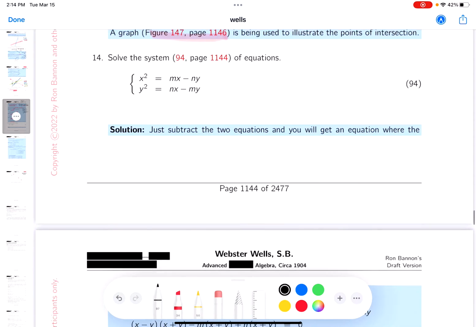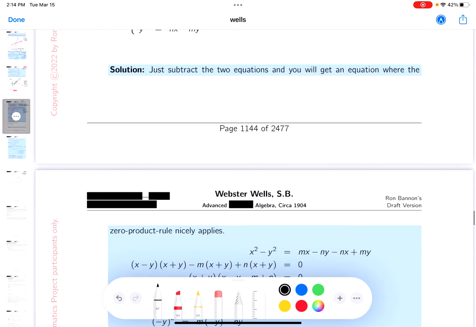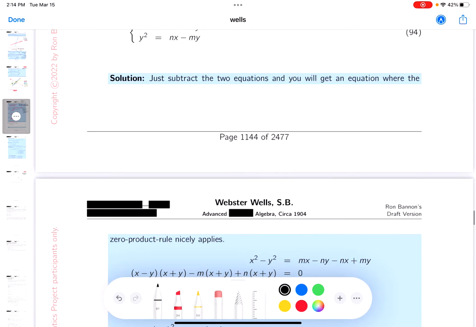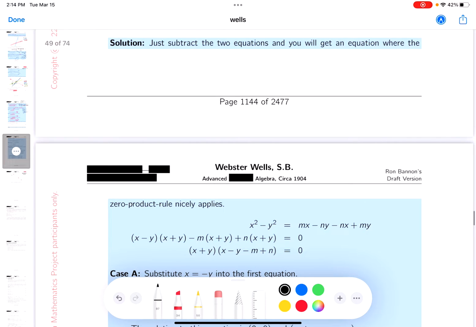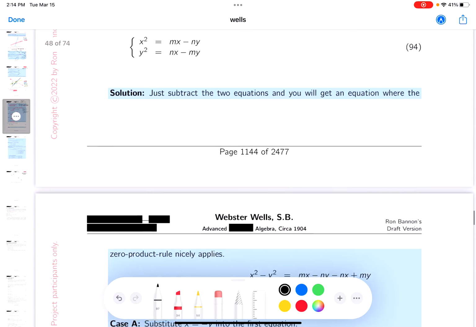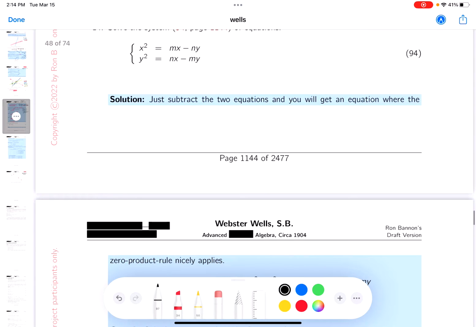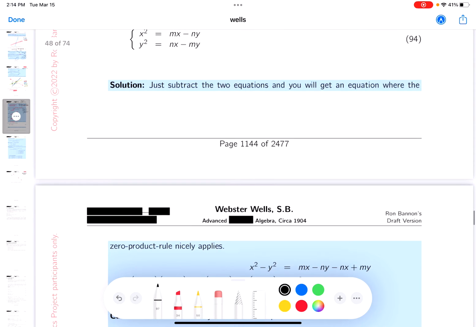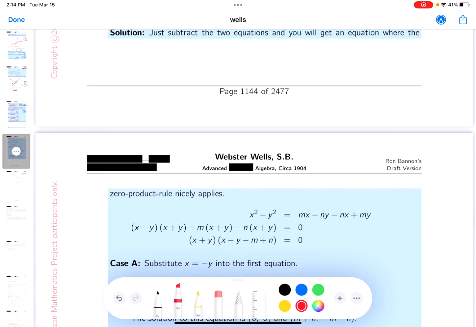All right, so I just want to read through the solution for you. It says just subtract the two equations and you'll get an equation where the zero product rule nicely applies. So I did it. I did x squared minus y squared, mx minus ny minus nx plus my. That's clearly written over here. And then what I did was I rearranged it. Now part of rearranging it is to factor it. And I'll point out what I mean by that.